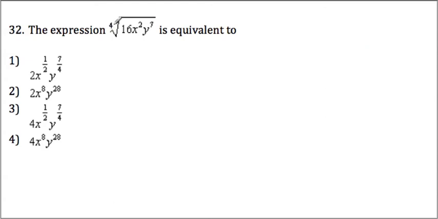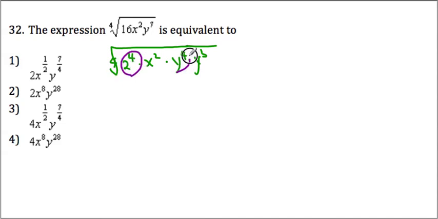How about here? Since our index is 4, everything has to be in terms of 4th power. 16 in fact is 2 to the 4th power times x squared times y to the 4th times y to the 3rd. That's how I can make the 4th power. Now if you didn't know how to write 16 as 2 to the 4th power, you can do a factor tree, and you will realize that there are four 2's.